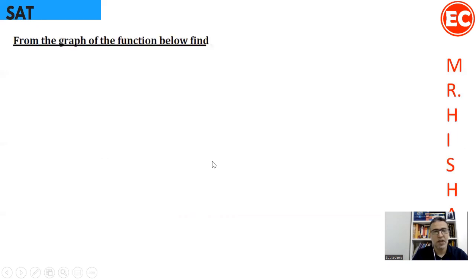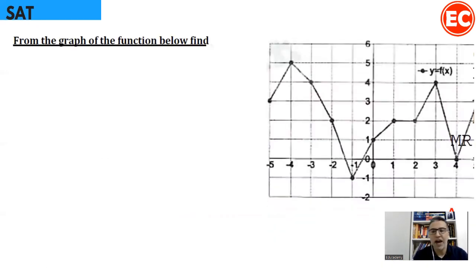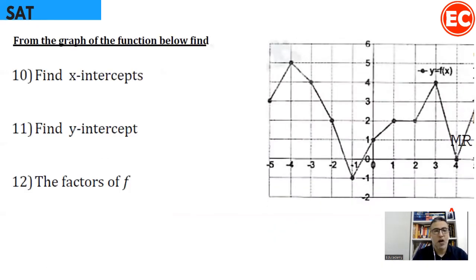Last two questions on the graph. From the given graph, what are the x-intercepts? What are the y-intercepts? What are the factors of f? And this part is very important. The x-intercepts are 3 points: at x equal to 4, at x equal to negative half, and at x equal to negative 1.5.